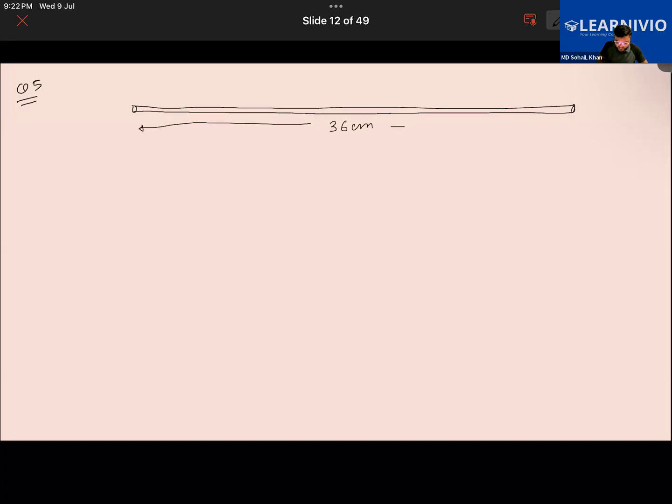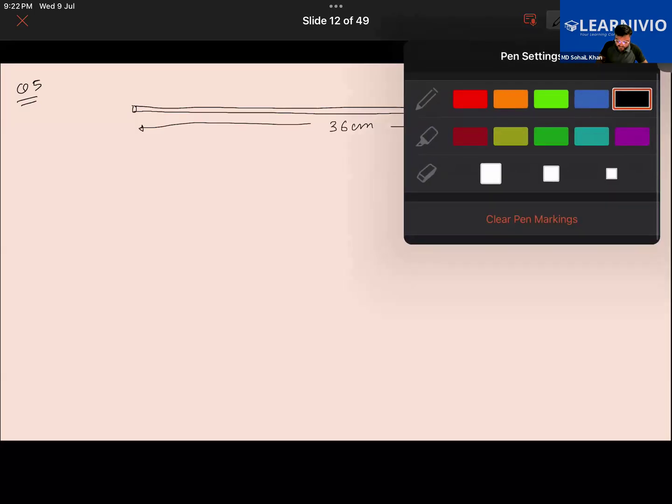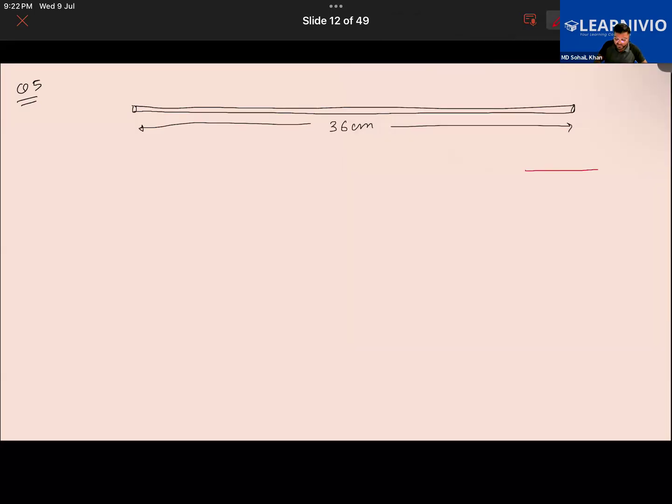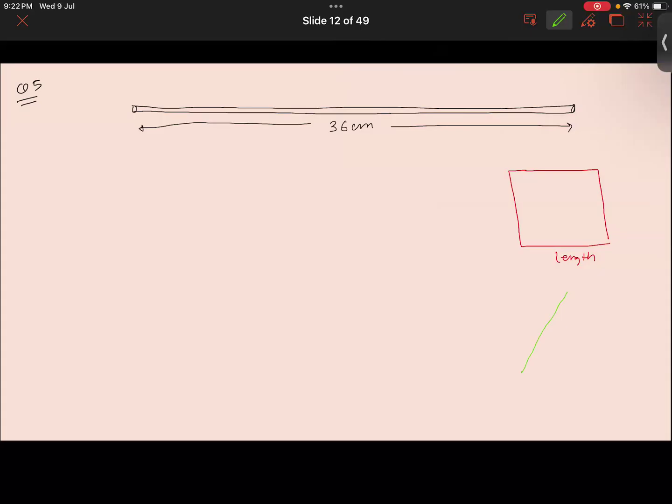Now, this string can be made if suppose we are making this into a square. So the question is asking us what will be the length of each side. Suppose this is used to make a square. 9 centimeter. That is correct indeed. Good. Because 9 fours are 36.